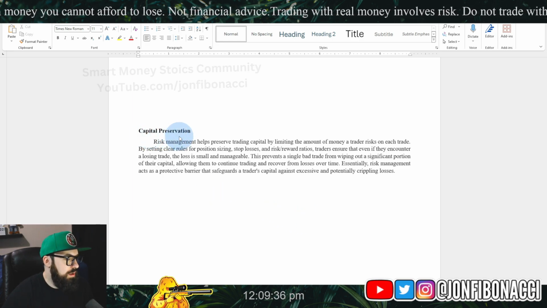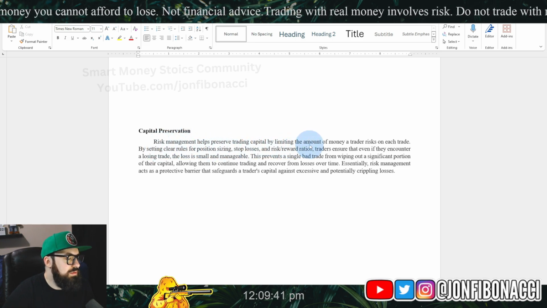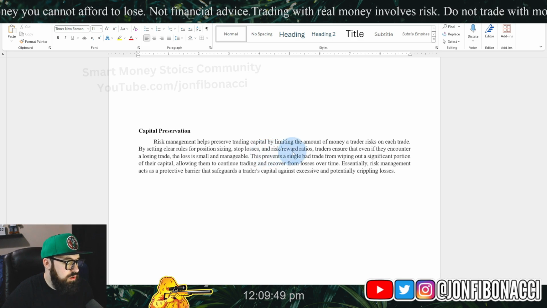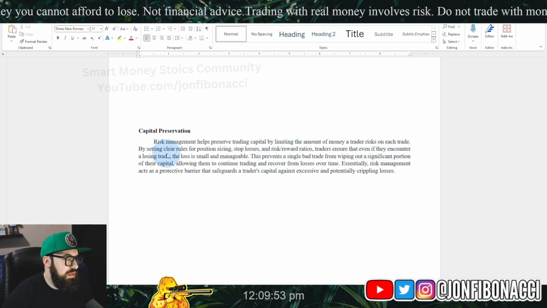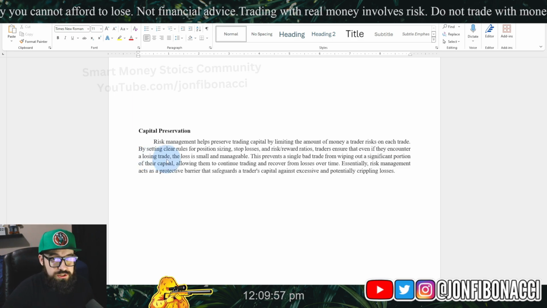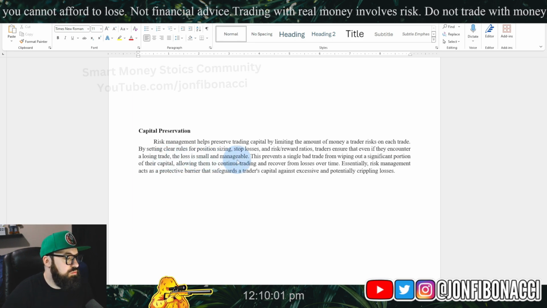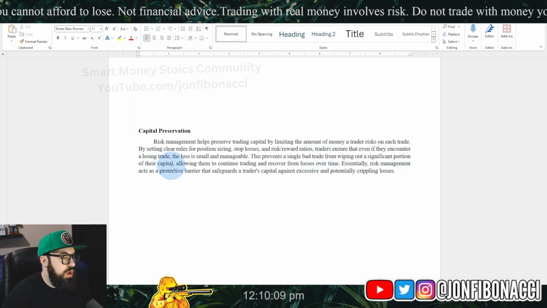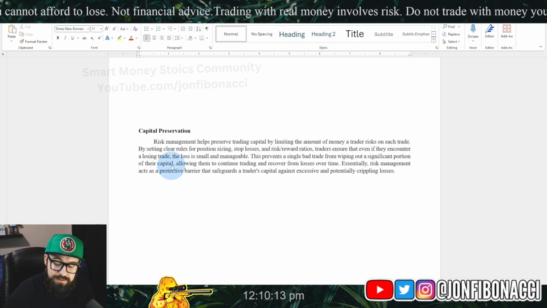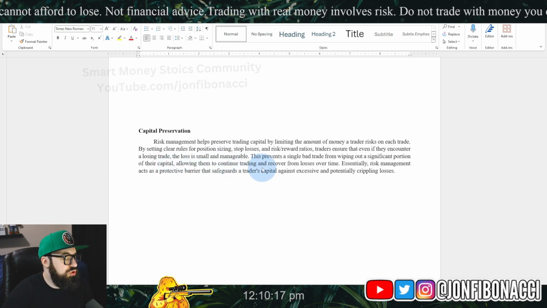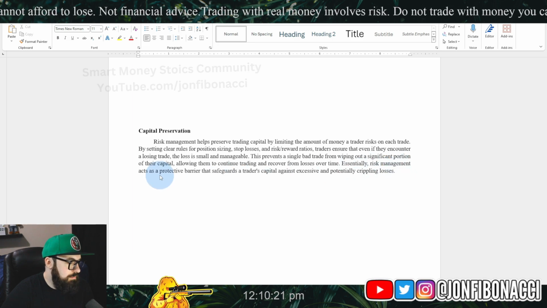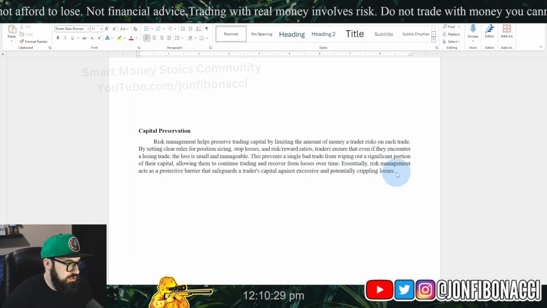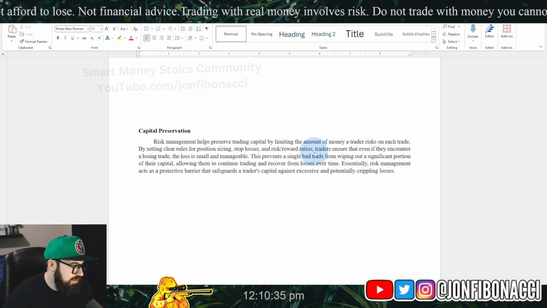Okay, so capital preservation. Risk management helps preserve trading capital by limiting the amount of money a trader risks on each trade. By setting clear rules for position sizing, stop losses, and RR, risk reward ratios, traders ensure that even if they encounter a losing trade, or a series of losing trades, the loss is small and manageable. This prevents a single losing trade from wiping out a significant portion of their capital, or of a funded challenge or combine, allowing them to continue trading and recover from losses over time. Essentially, risk management acts as a protective barrier that safeguards a trader's capital against excessive and potentially crippling losses. In layman's terms, risk management is absolutely key.